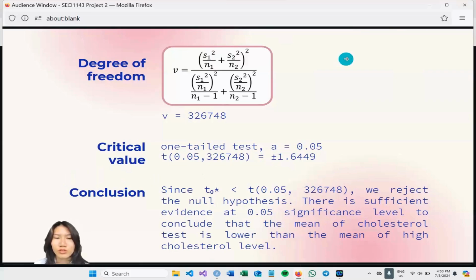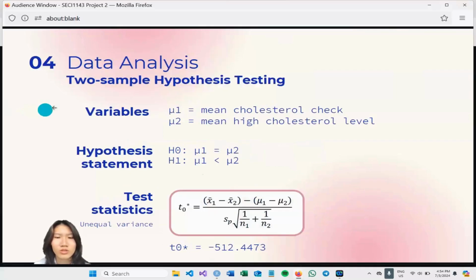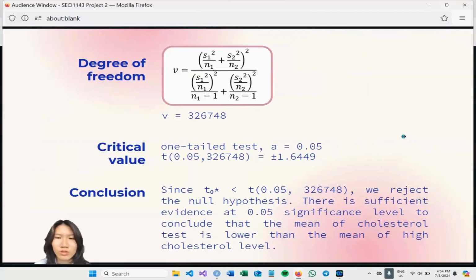Since the test statistic is negative 512 point something, it is much smaller than the critical value. Hence, we reject the null hypothesis, and there is sufficient evidence at 0.05 significance level to conclude that the mean of cholesterol check is lower than the mean of high cholesterol level.